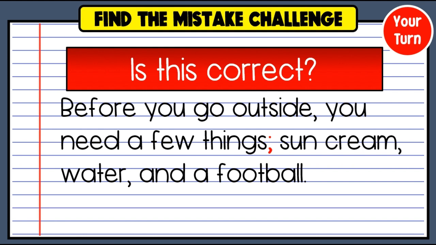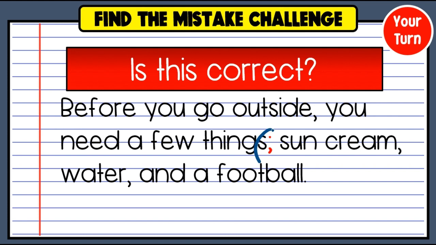Okay, welcome back. Let's have a look at the answer then. So, is this correct? Before you go outside, comma, you need a few things. Semicolon, sun cream, comma, water, comma, and a football. Right, so the beginning part of the sentence shows me that we need a list. Before you go outside, you need a few things. So you know a list is coming. So a semicolon shouldn't be there, should it? It should be a colon.